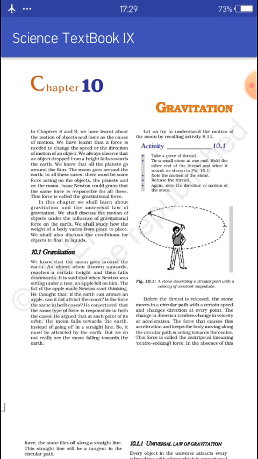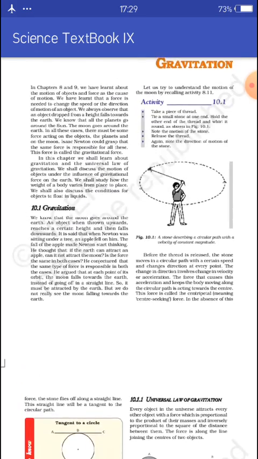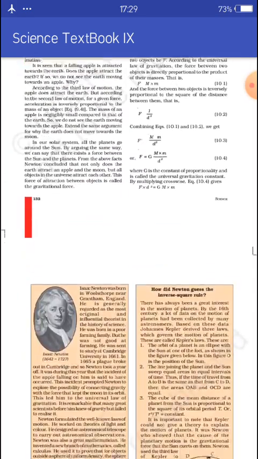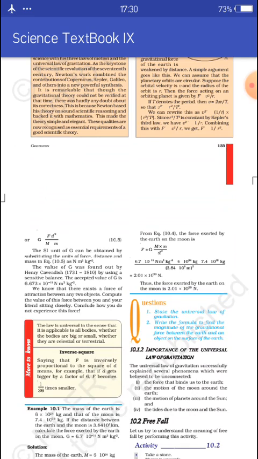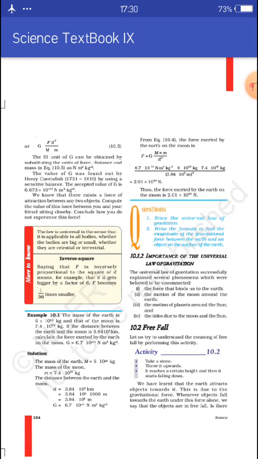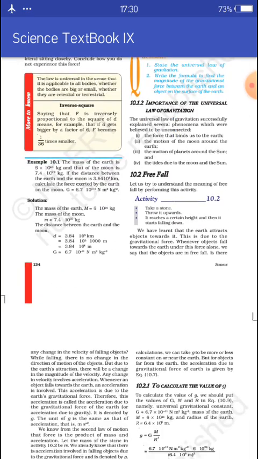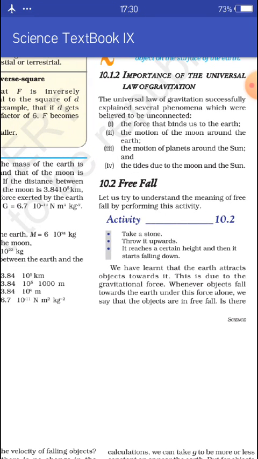Today, in the previous lecture, we studied chapter number 10, Gravitation. We discussed what gravitation is, then the universal law of gravitation, and Isaac Newton's law. Then we discussed Kepler's laws. We solved one example, 10.1. In the last lecture, we studied topic 10.2, free fall.